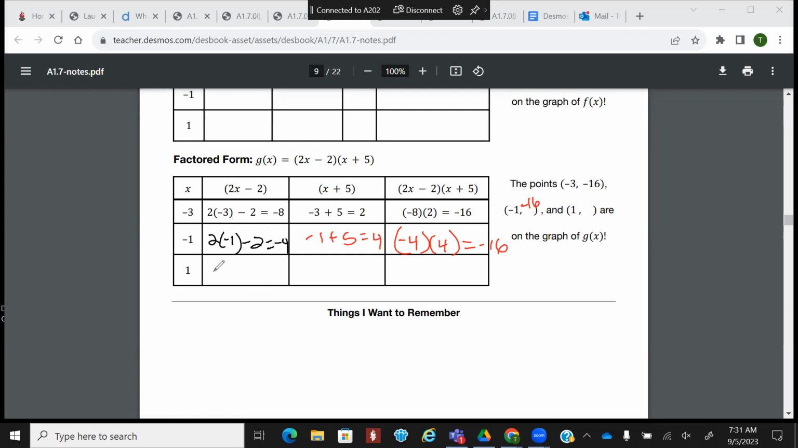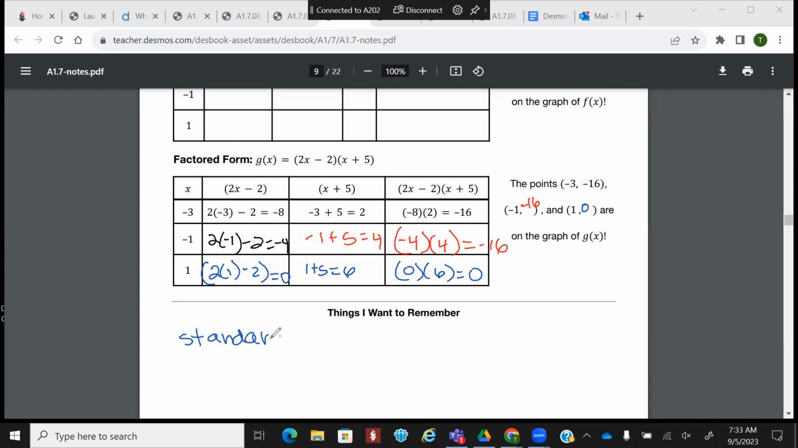On the next one, when we plug in 1, we're going to get 2 times 1 minus 2. 2 times 1 is 2. 2 minus 2 is 0. And then when we plug in 1 into this equation, we have 1 plus 5, which is 6. So when we multiply 0 times 6, that's going to give us 0. Again, same thing that we got on the last one. So some things we want to remember.